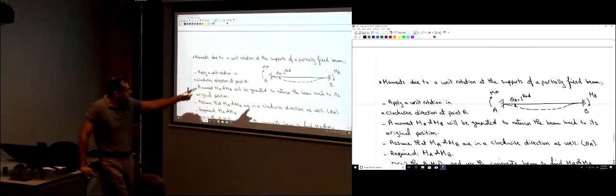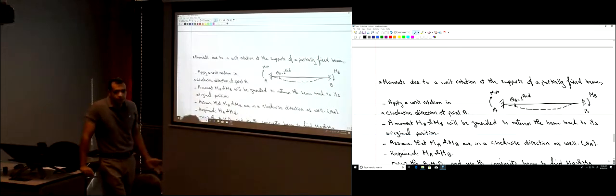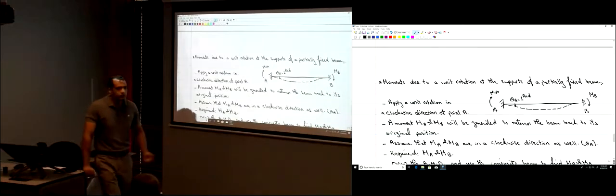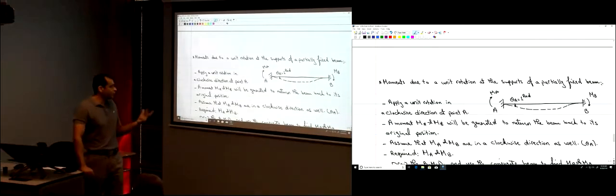Right? It's not totally fixed. Why is it not totally fixed? As you see, there is a rotation, right? A totally fixed beam, the rotation is 0, right? Here you have a rotation. How much is the rotation at point A? Which is 1. Okay? So there is a rotation at point A.